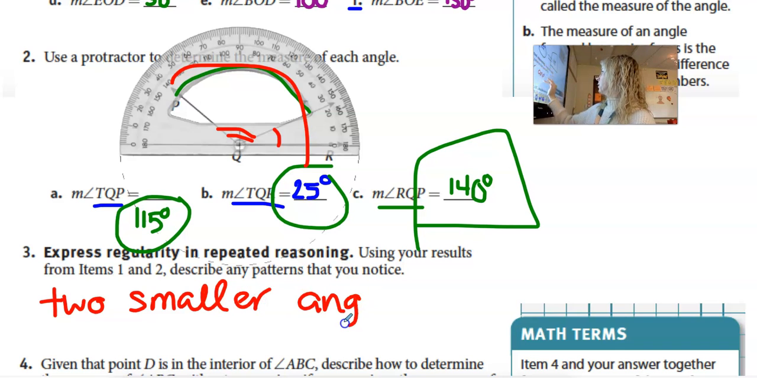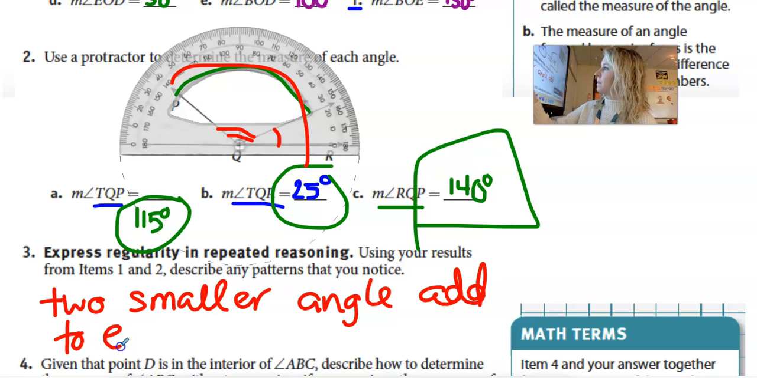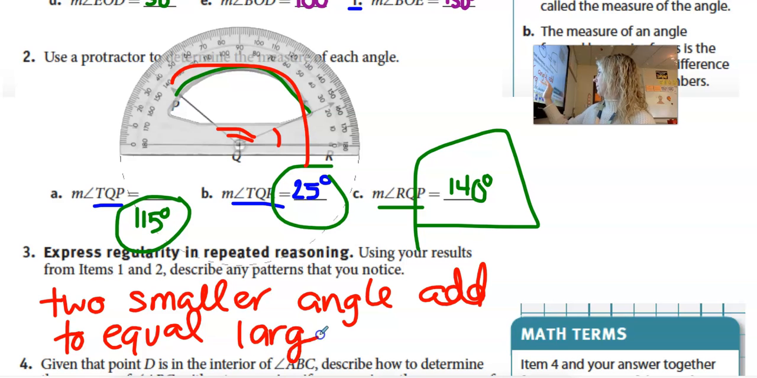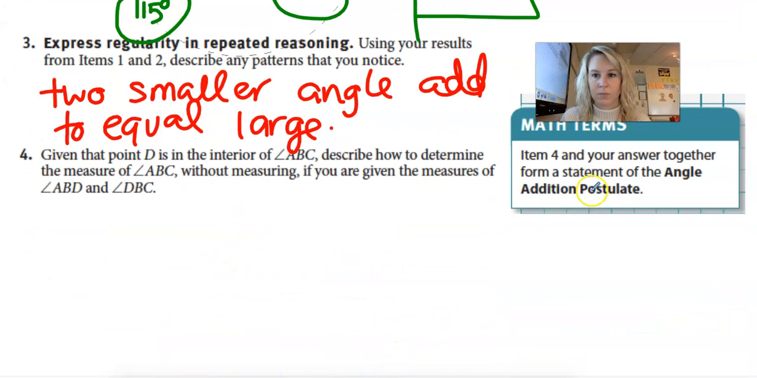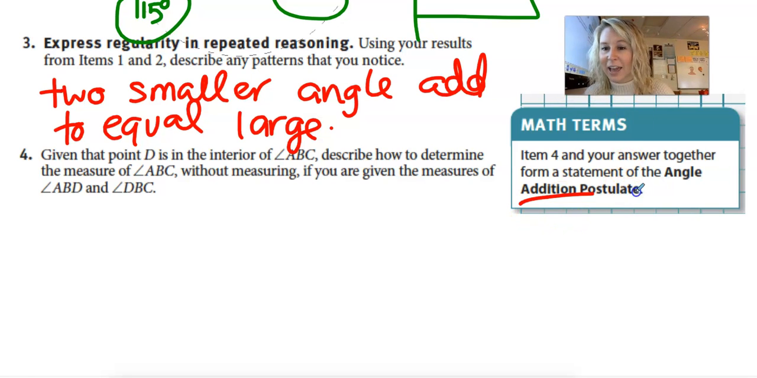angles add to equal the large one. Okay, and that will always be true. Part plus part equals whole. All right, and that's called the angle addition postulate that we're going to talk about.